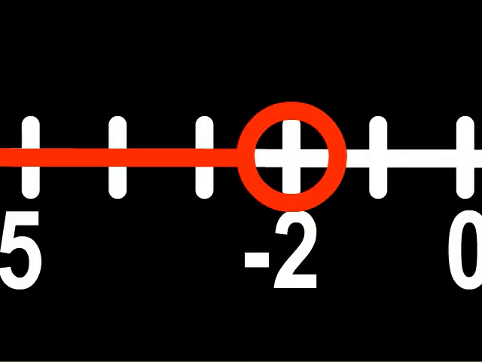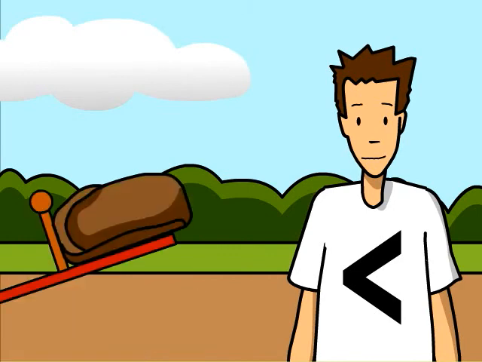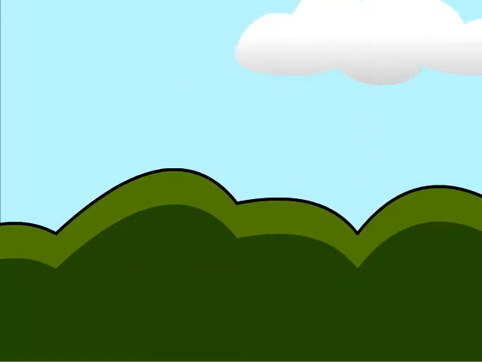To graph x is less than or equal to negative 2, we'd close up the circle. That tells us that negative 2 is included in the solution. So there you are, solving and graphing inequalities. My backpack.